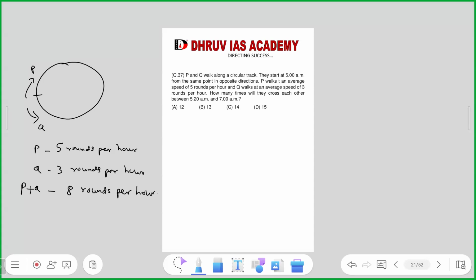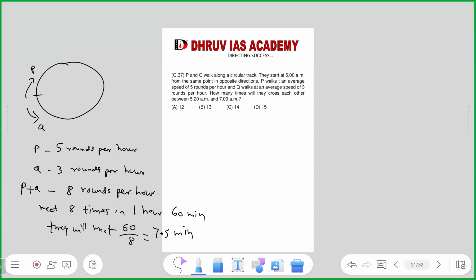Okay, so in this 8 rounds per hour, since they are walking in the opposite directions, they will be meeting 8 times in 1 hour, which is 60 minutes. Okay, so they will meet 60 by 8, that is 7.5 minutes. So every 7.5 minutes they will be meeting.